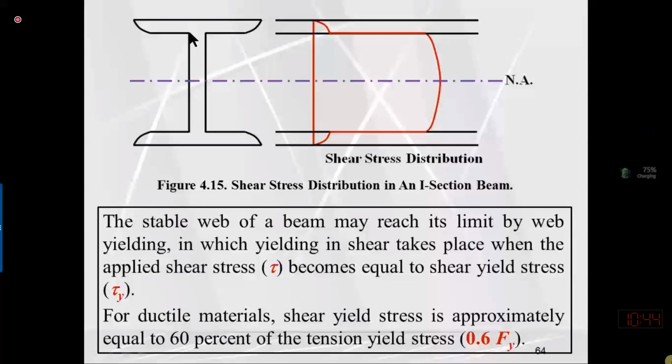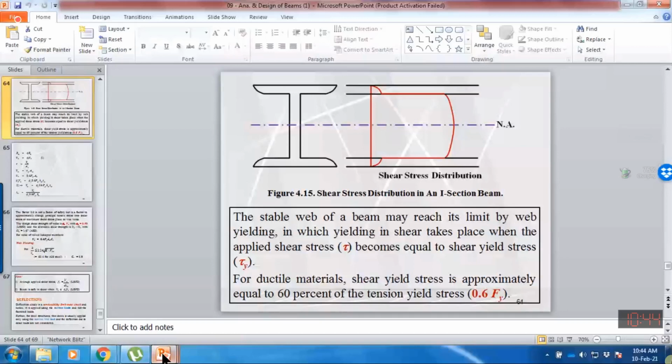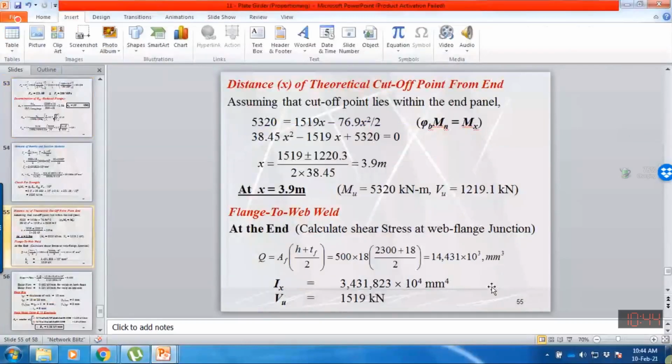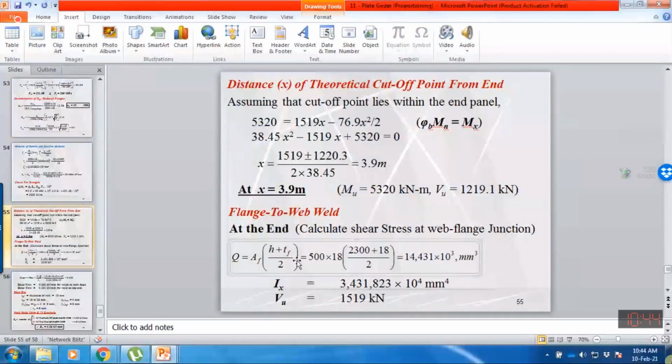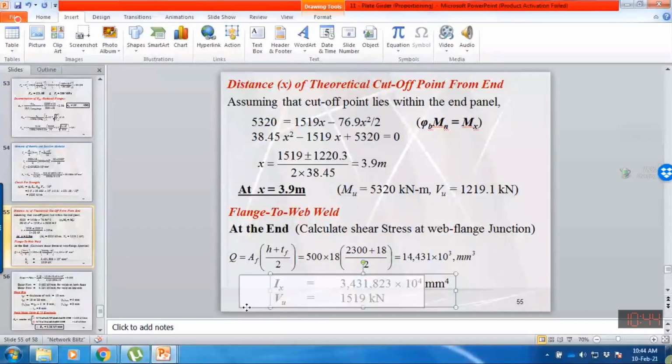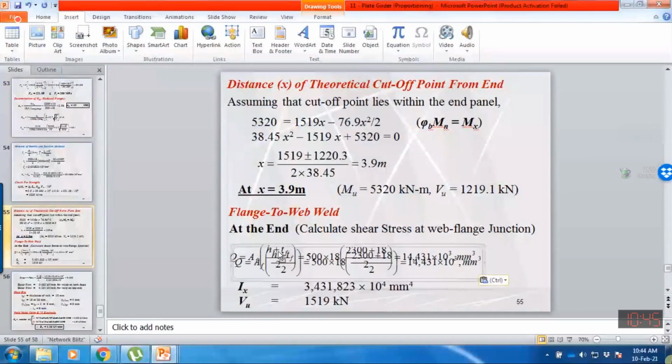So we need to determine what the shear stresses are at this point. You can determine these shear stresses by the formula VAY over IB, which is being determined over here. The last time I guess I also explained it, but let me re-explain which formula we are actually using.